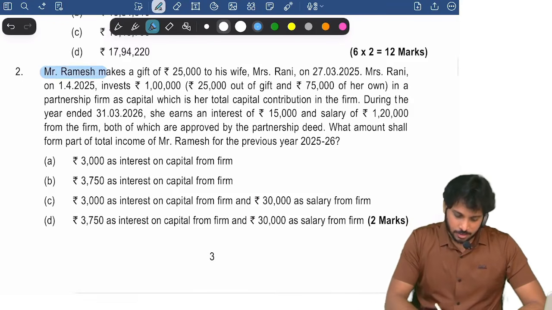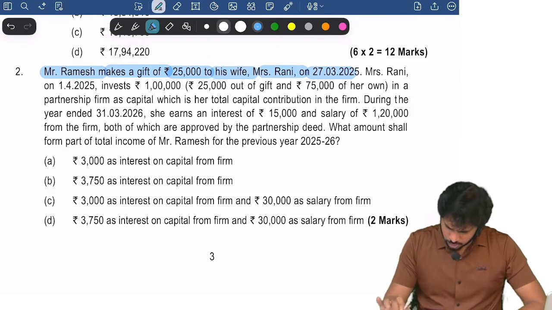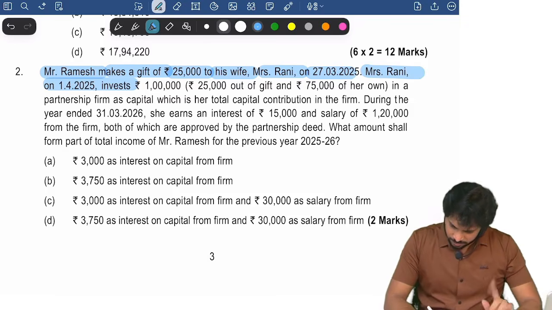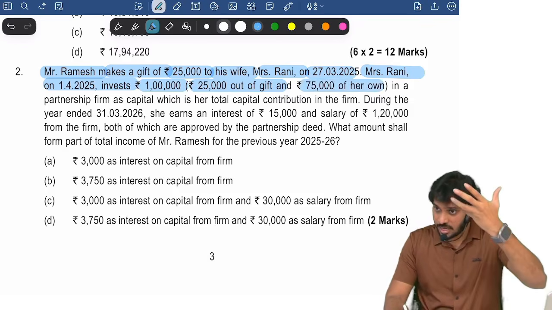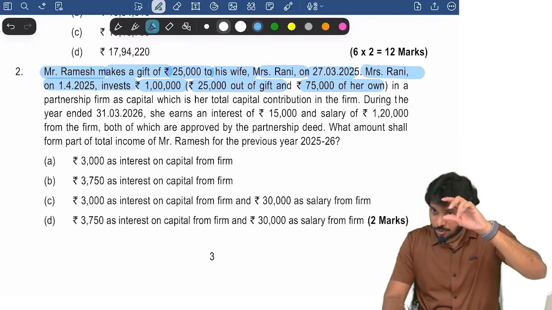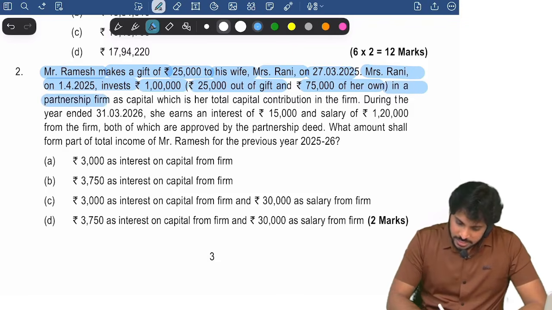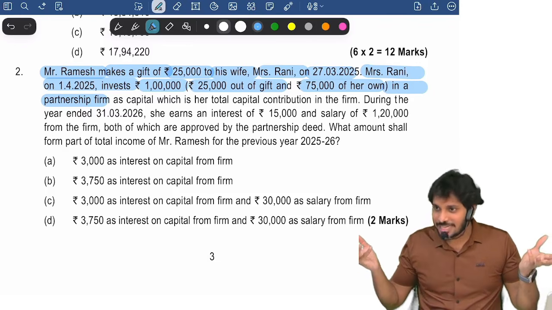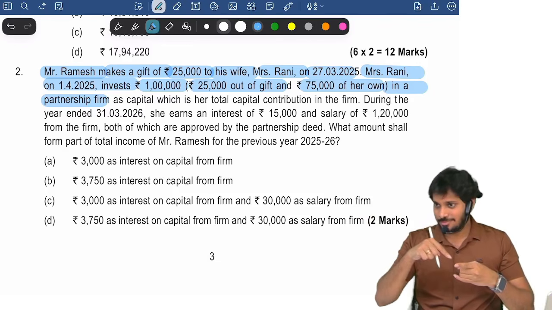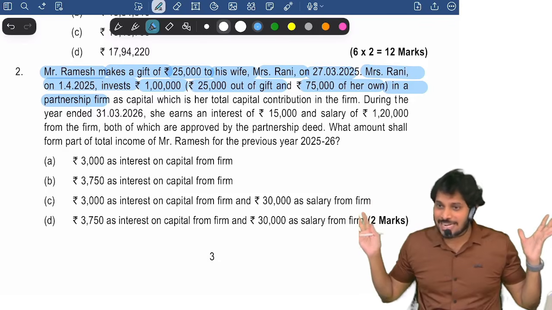Mr. Ramesh makes a gift of 25,000 to his wife, Mrs. Rani, on 27th March last year. She invested in the business on 1st April 1 lakh. Out of it 25,000 is out of the gift, 75,000 out of her own. So total capital 1 lakh, husband gifted capital 25,000. Related to that, proportionate income and proportionate loss will be clubbed in the hands of the husband. So she invested in a partnership firm. For a sole proprietor concern, this logic is applicable. For a partnership firm, you directly club interest, and share of profit is exempted. Remuneration is only for the working partner purpose. It is not linked with capital.